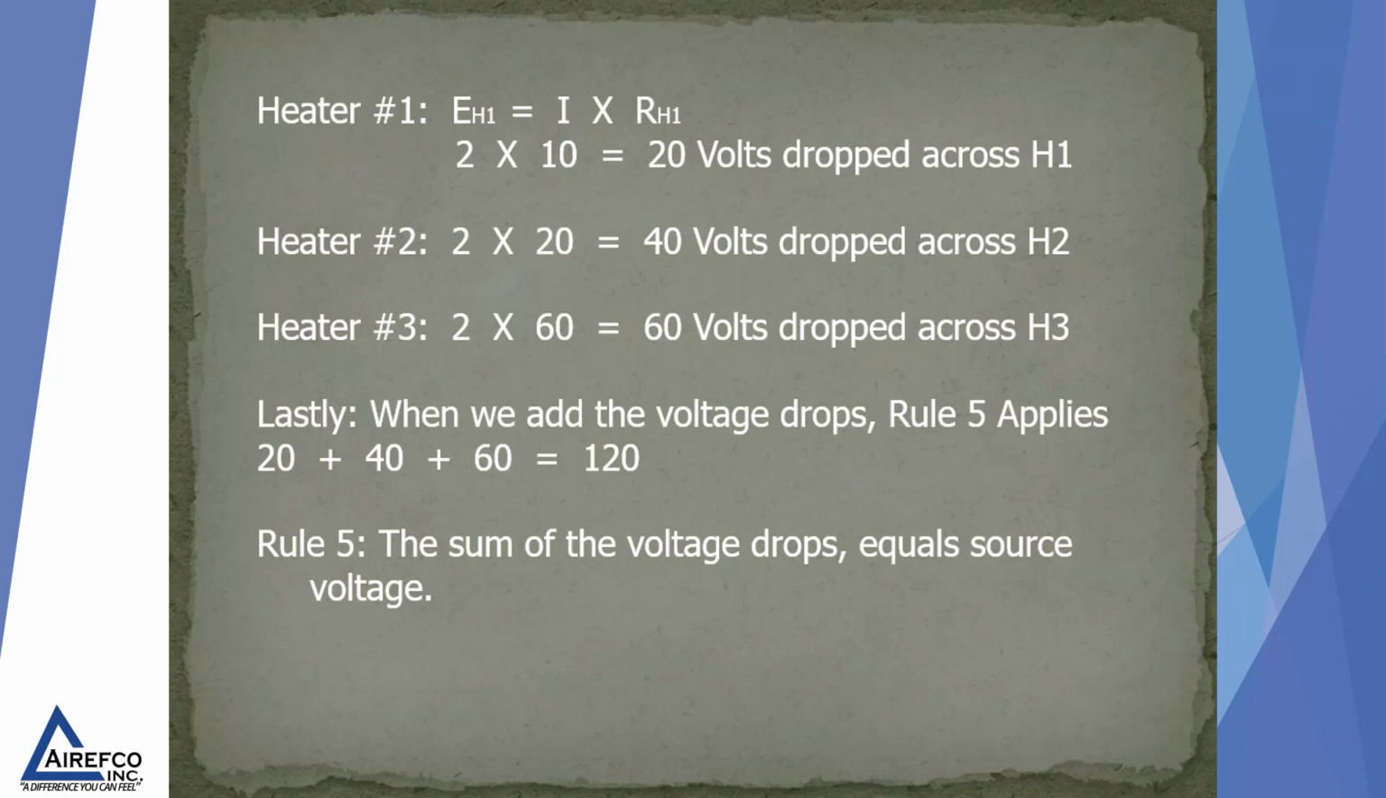Lastly, when we add the voltage drops, Rule 5 applies. 20 plus 40 plus 60 equals our 120 volts. And Rule 5 states that the sum of the voltage drops equals the source voltage.